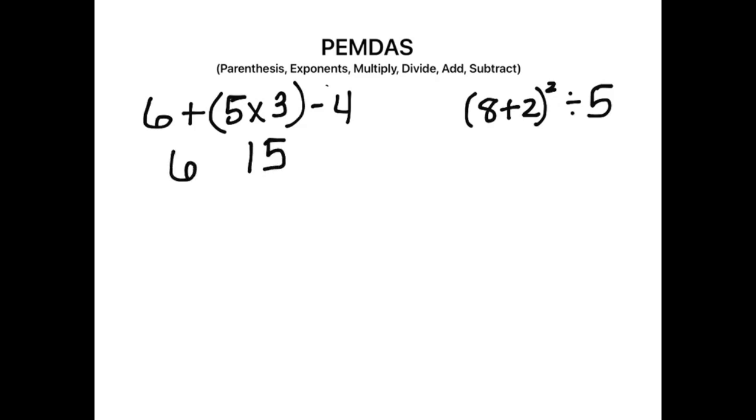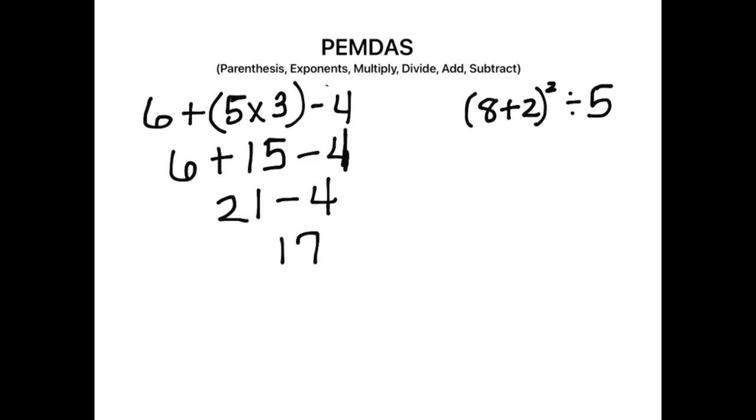So we'll write down the rest of the problem. As we saw, we always rewrite the problem with the actual part that we just solved. Now we don't have any more parentheses. E stands for exponents, so we don't have any exponents. Then we have M for multiplication. We don't have anything to multiply. D for divide. A is adding, so we do have two things to add. 6 plus 15 is going to be 21, and bring down your minus 4. So 21 minus 4 is going to be 17.